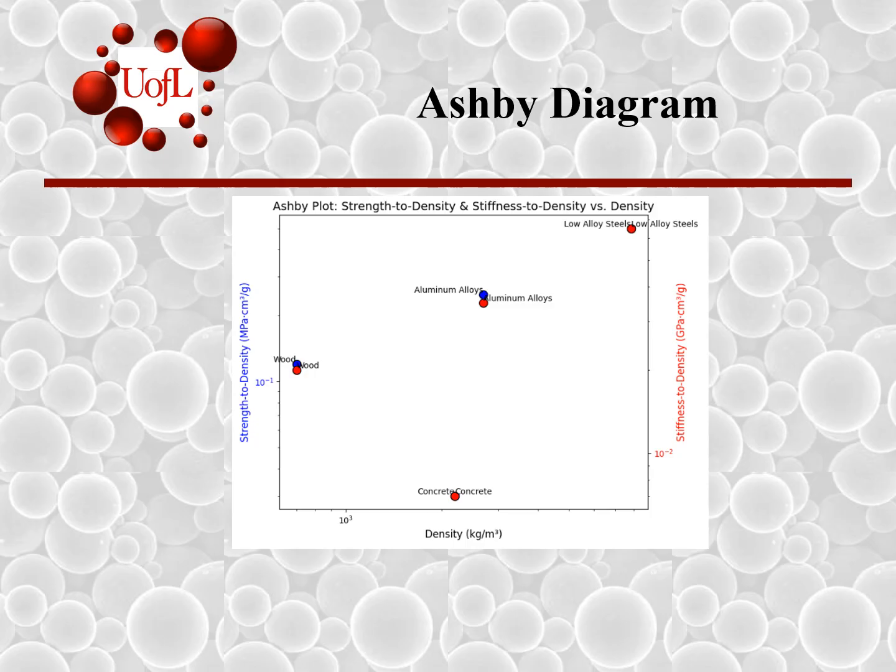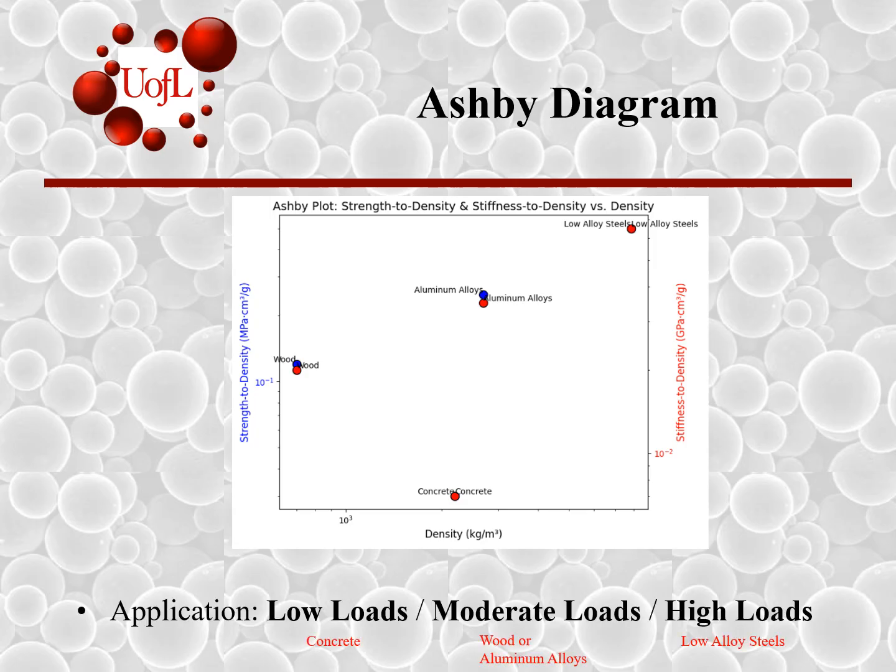This Ashby plot shows the density on the x-axis, and we have a y-axis with strength to density, and a y-axis with stiffness to density. As you can see, concrete is more towards the bottom, which correlates with a lower load. Towards the middle, we have wood and aluminum alloys, which correlate with a moderate load. And finally, at the top, we have low alloy steels, which are the most fit for a high load, as we can see right here.